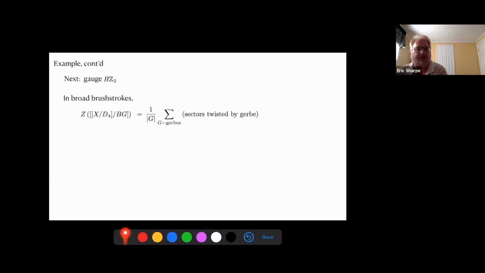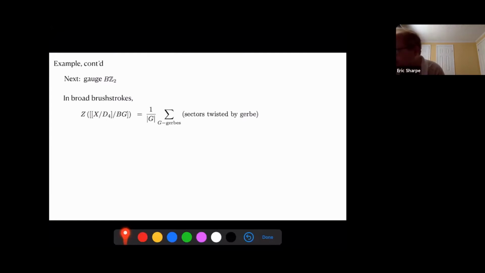Now, all of that was old. Let me get to something that's actually new. Let me describe how to gauge that BZ2 in this context. So in broad brushstrokes, what should gauging that BZ2 one form symmetry look like?